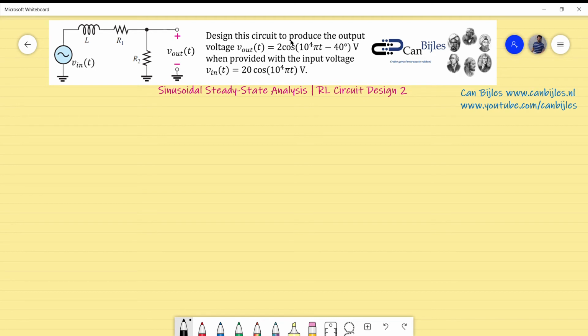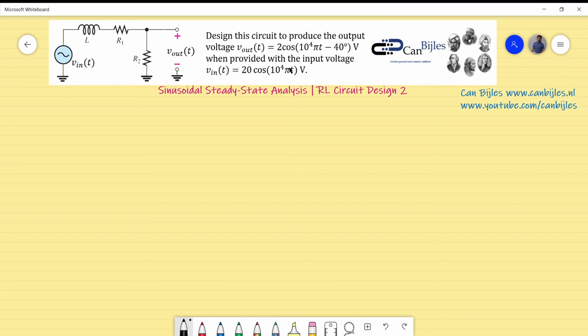Design this circuit to produce the output voltage V out, which is 2 cosine 10,000 pi t minus 40 degrees in volts, when the input voltage is 20 cosine 10,000 pi t in volts. So the frequency is exactly the same again.